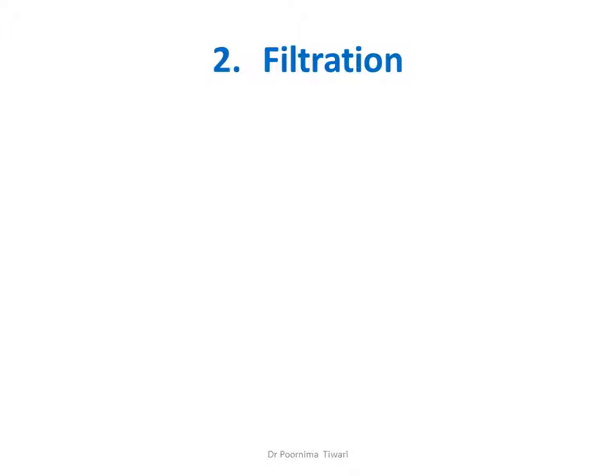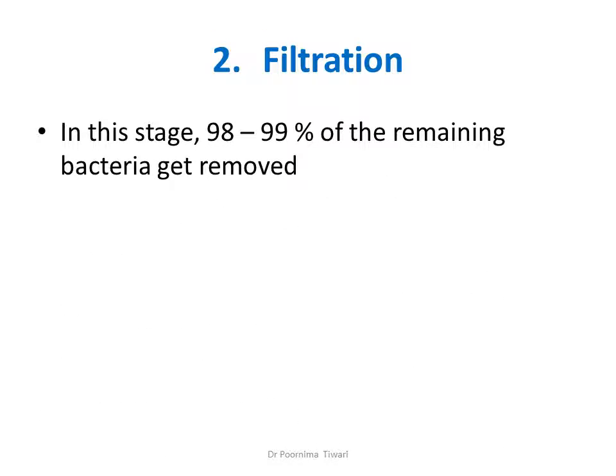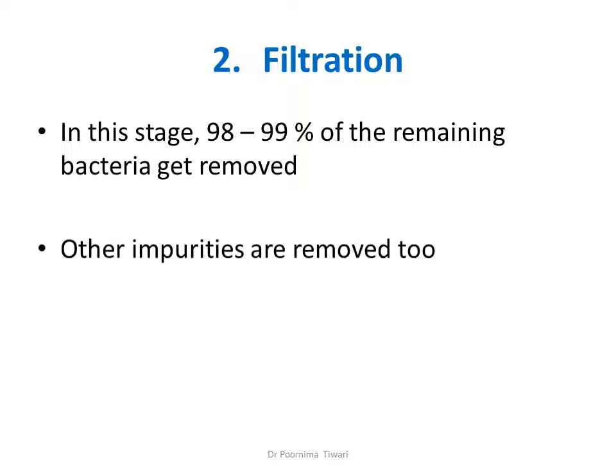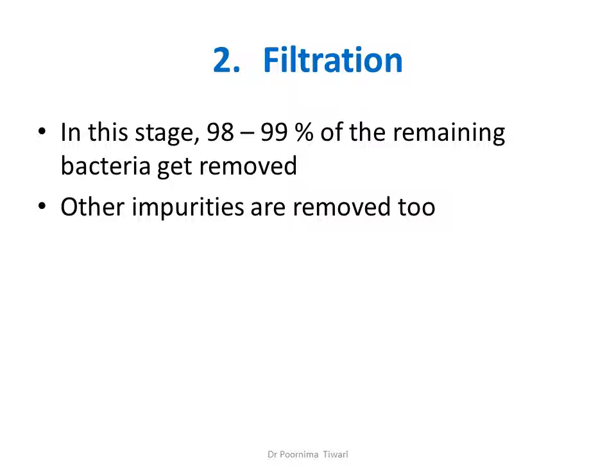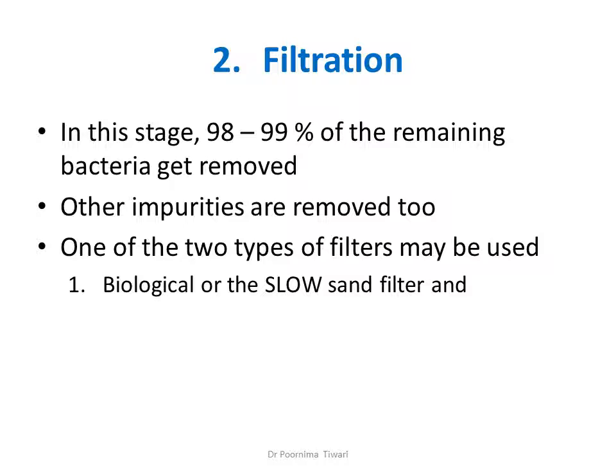The second step is filtration of the stored water. In this stage, by filtration, 98 to 99% of the remaining bacteria also get removed. Other impurities are removed too, and one of the two types of filters may be used, biological or the slow sand filter, if the water requirement is not that high and a slow filtration rate can suffice, or mechanical or rapid sand filter. These have a higher rate of filtration and are required if the water requirement is huge and requires rapid treatment of water.